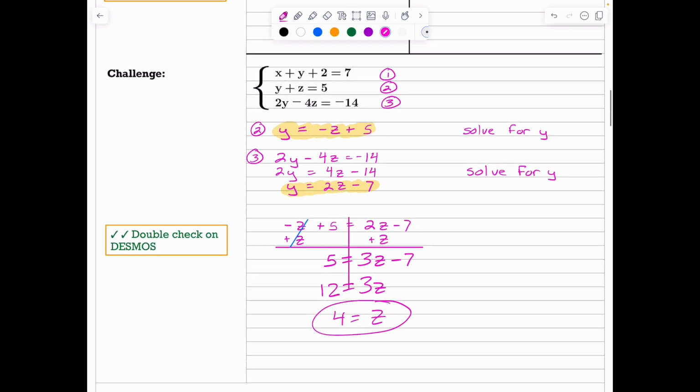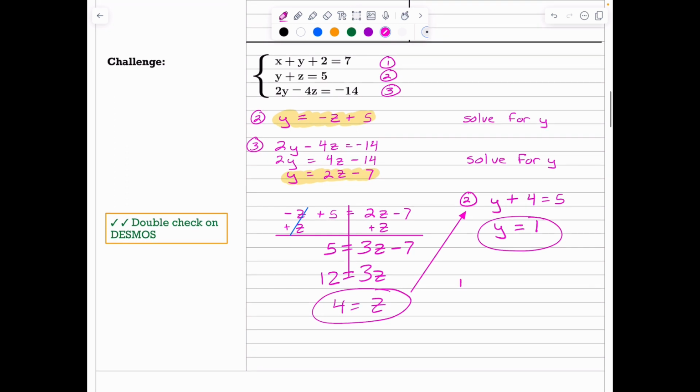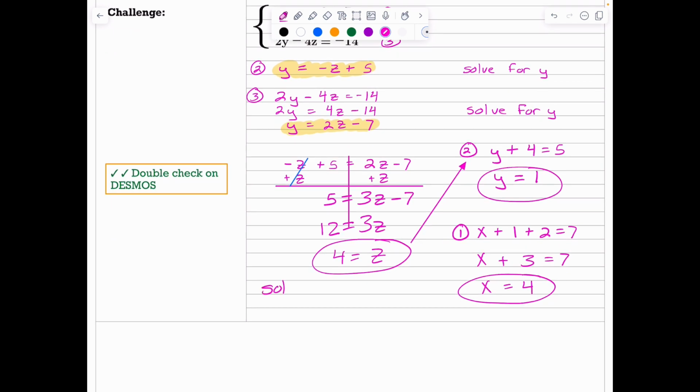So I'm going to take my z value, and plug that into equation number 2. Equation number 2, I have y plus z, which is 4, is equal to 5. Now what in the world plus 4 is going to equal 5? Well, 1, of course. Y is 1, z is 4. Now I can plug this into equation number 1. X plus y plus z is equal to 7. Subtract 3 from both sides. X is equal to 4. Put it all together. Solution here is x, comma y, comma z.